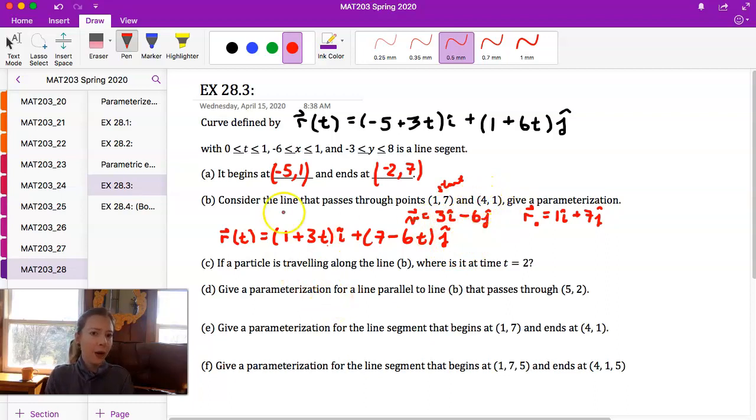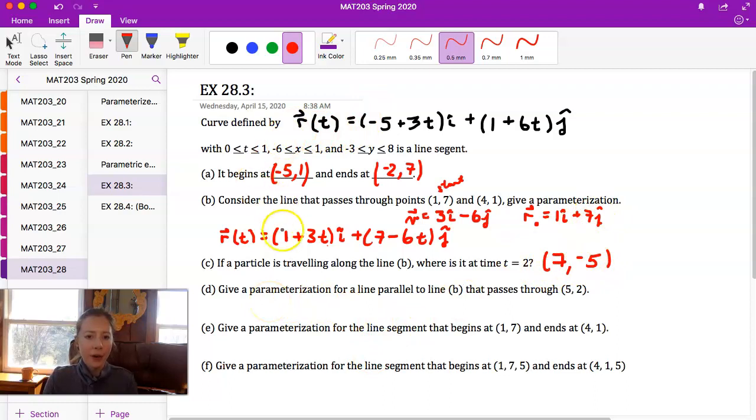For part C, if a particle is traveling along this line that we came up with in B, where is it at time t equals 2? In order to figure out where the particle is at time t equals 2, we just need to find r of 2. So we plug in 2 for t. We do 1 plus 3 times 2. So 3 times 2 is 6, plus 1 is 7. So our x-coordinate is going to be 7. And our y-coordinate is going to be 7 minus 6 times 2. So 7 minus 12 is minus 5. So we're going to be at 7 and minus 5.